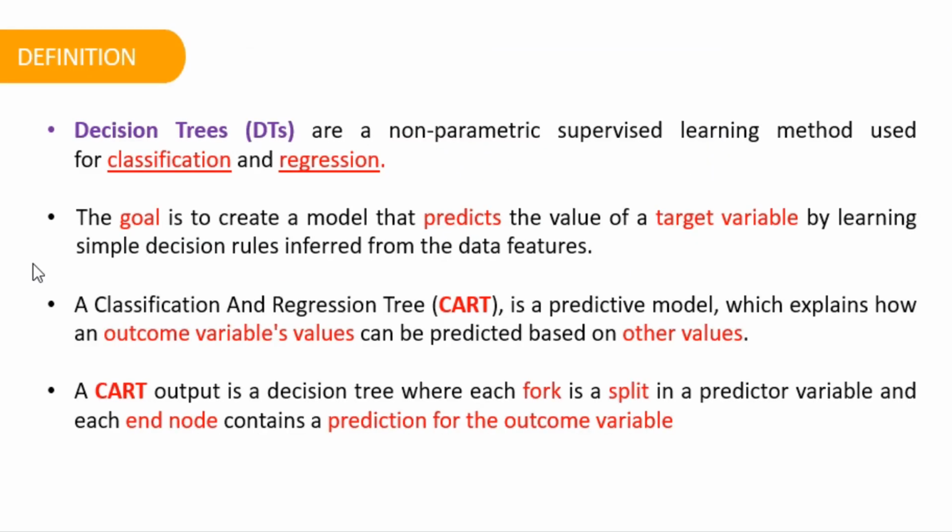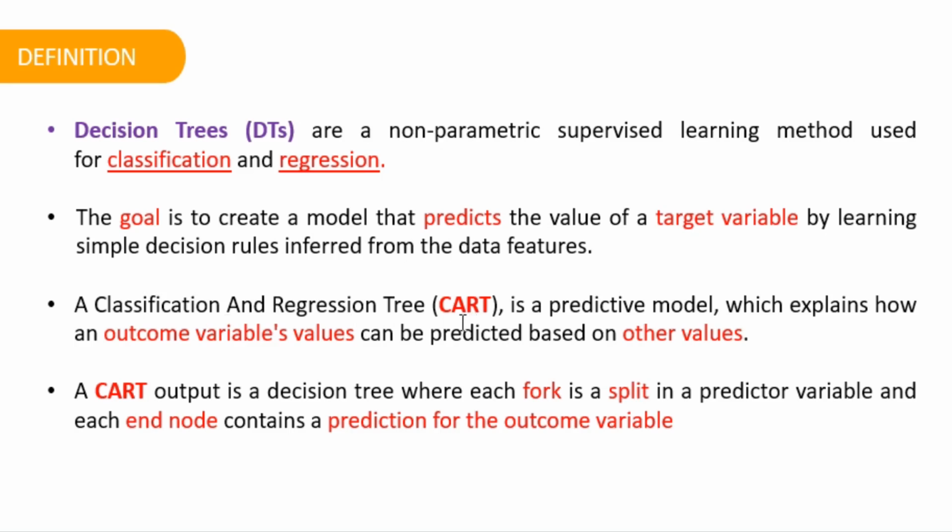So, firstly let us look at the definition of decision trees, which are a non-parametric supervised learning method used for classification and regression. The goal here is to create a model that predicts the value of a target variable by learning simple decision rules inferred from the data features.